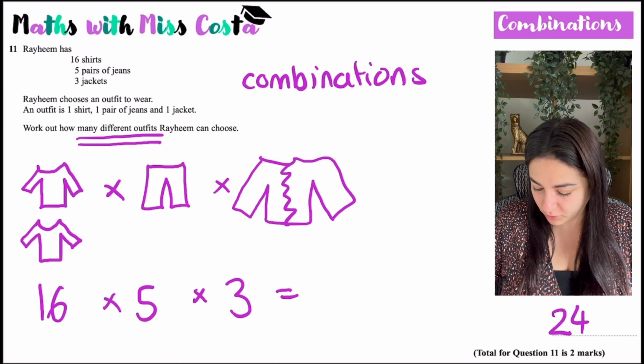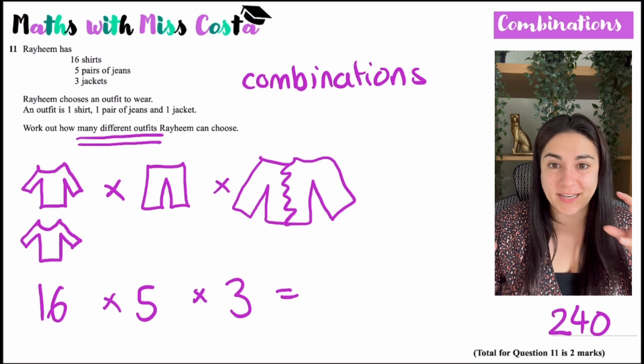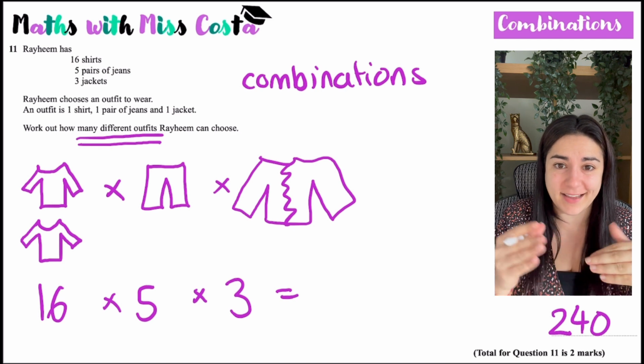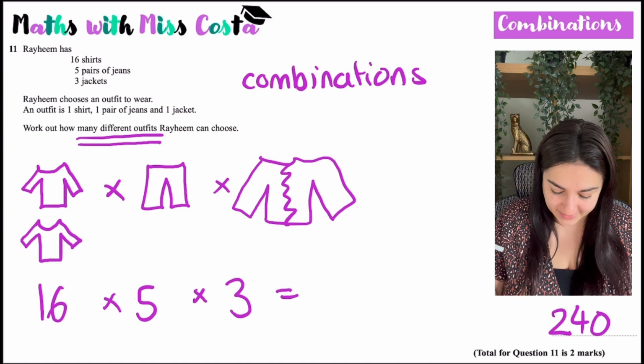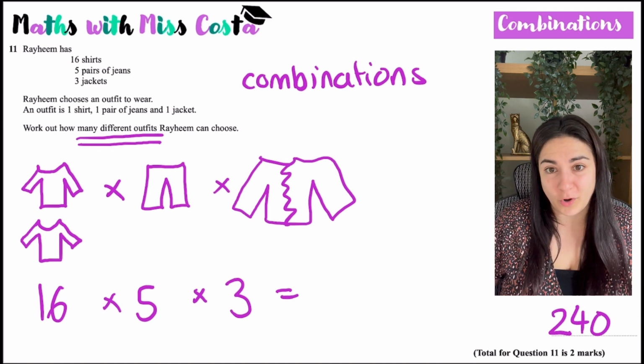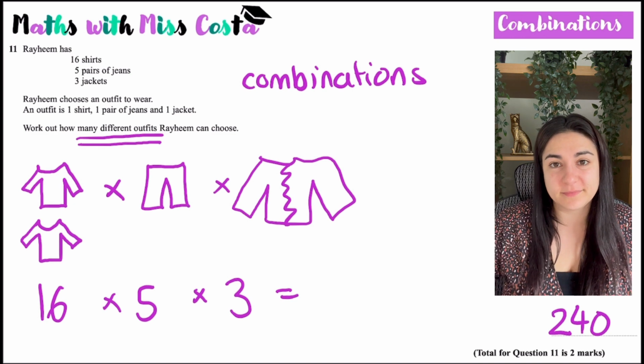So whenever you've got a combinations question, which is how many different ways can you combine things like outfits or salad dressings, you multiply all of your options together.